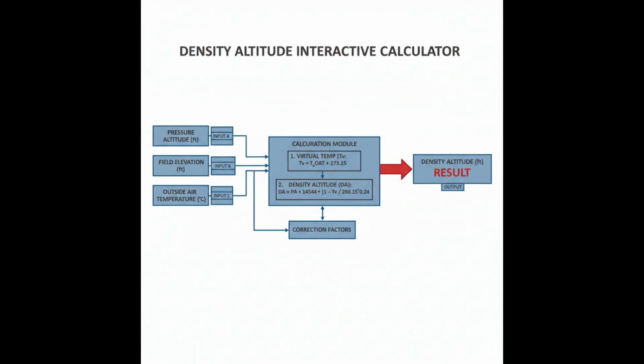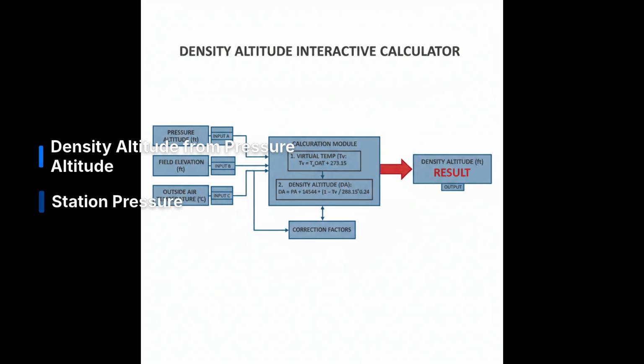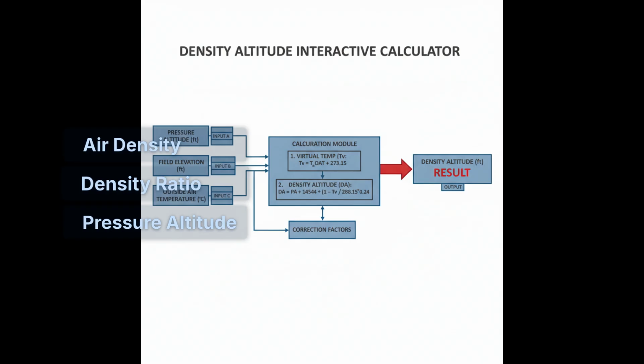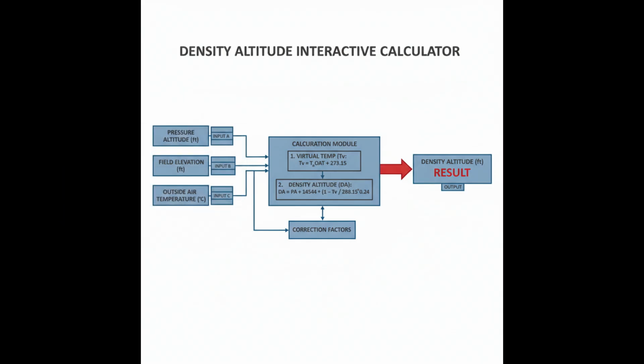When you open the calculator, you'll see a drop-down menu labeled Select Calculation Mode with these options: density altitude from pressure altitude and temperature, density altitude from station pressure, temperature, and dew point, air density from pressure and temperature, density ratio and performance impact, and pressure altitude from station pressure. For our demonstration, I'll select the first option, density altitude from pressure altitude and temperature.